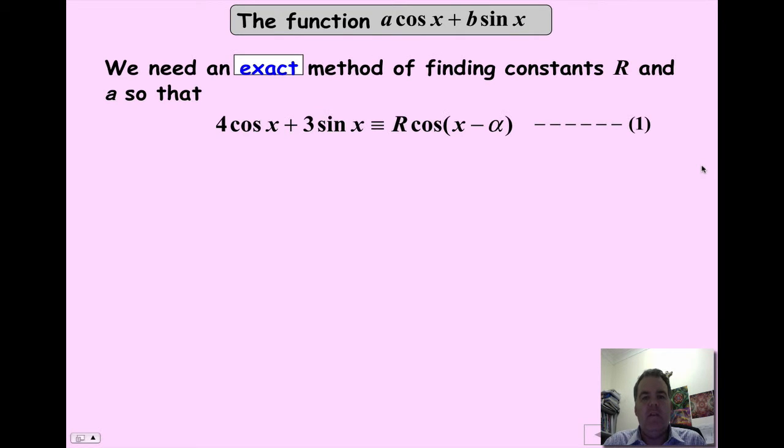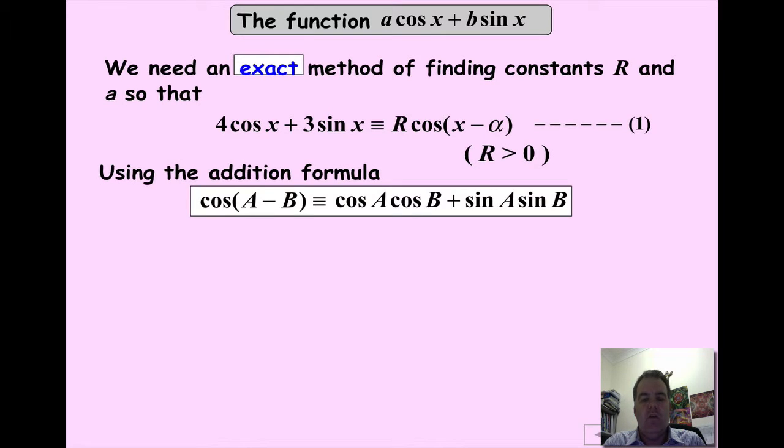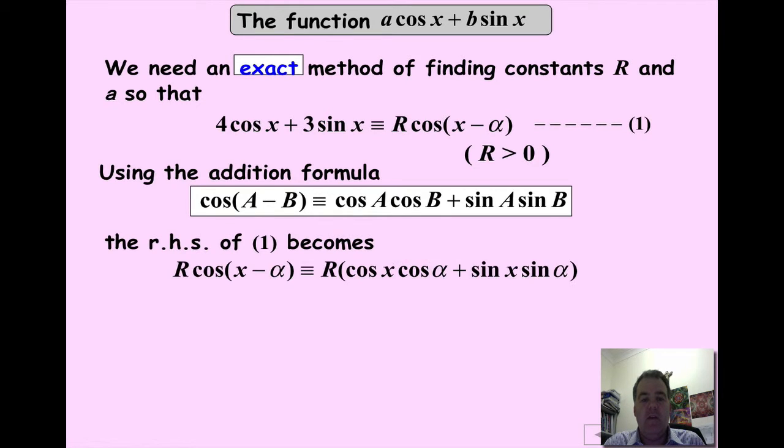So the method is, we're going to find an exact method for finding out if 4 cos x plus 3 sin x equals r cos(x minus alpha). So we've shifted it across and we've changed the amplitude. We want to find the values of r and alpha in that equation. Remember the trig addition formula. We know a formula for cos(a minus b), which is that formula there. So the right hand side becomes that, replacing a with x and b with alpha.